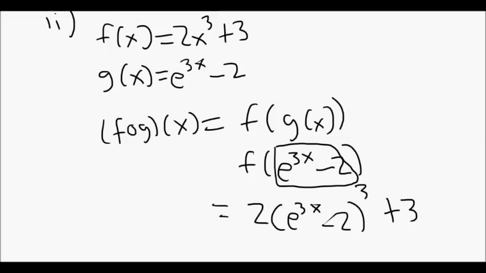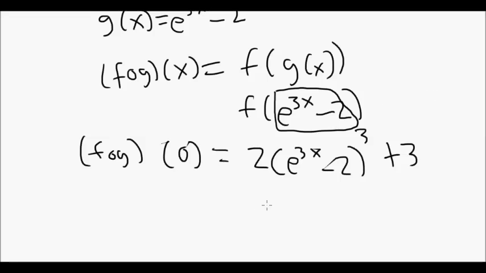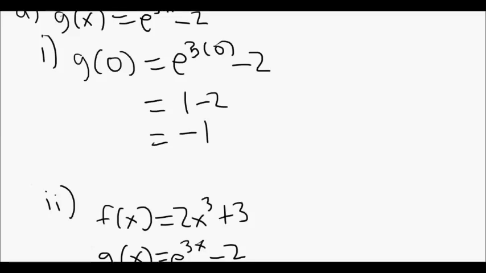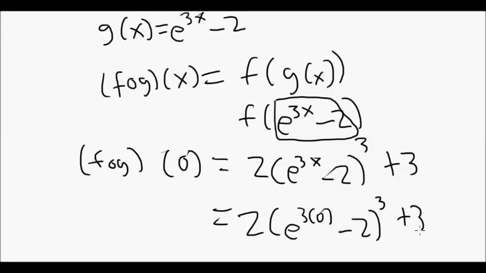And now that we have that, we're simply going to input 0 into this composite function, because this is what our composite function is. We just simply have to input 0 into it and tell the master who's looking at our answers exactly what the answer is. So let's go ahead and substitute 0 into every x we see. e to the 3 times 0 minus 2, cubed, plus 3.